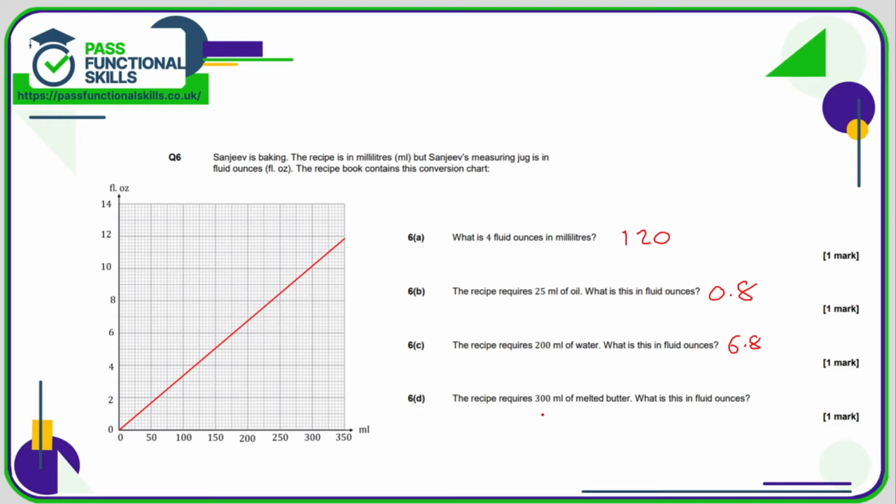And 300 millilitres, what is that in fluid ounces? It's just a tiny bit more than 10. I would say that was 10.2, or you might argue 10.1. It's really hard to see unless you've got a microscope, so the mark scheme should accept a range. Anyway, I'm going to stay with 10.2, so if you got 10.2 as well, then assume that is absolutely fine.